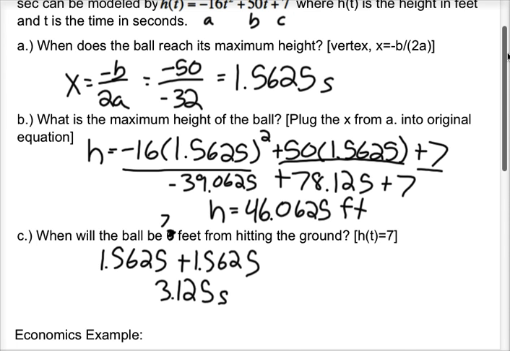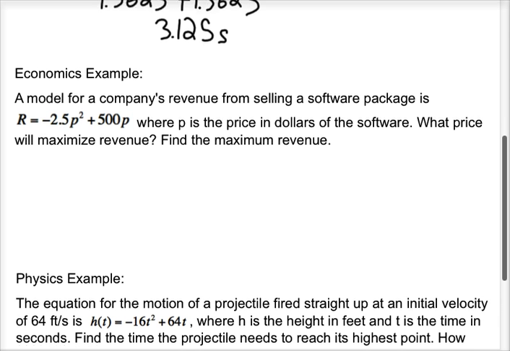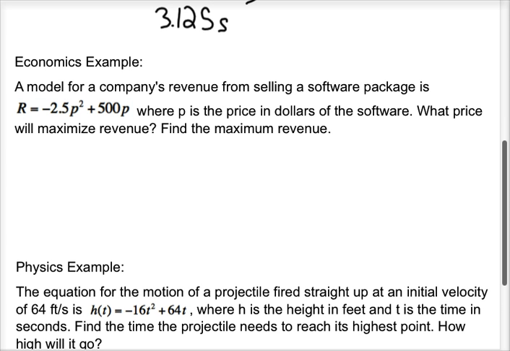All right, I'm going to jump into an economics example now. A model for a company's revenue from selling a software package is R equals negative 2.5 p squared plus 500 p, where p is the price in dollars of the software. What price will maximize the revenue? All right, so again, we're talking about maximizing. So we're going to need that negative b over 2a.